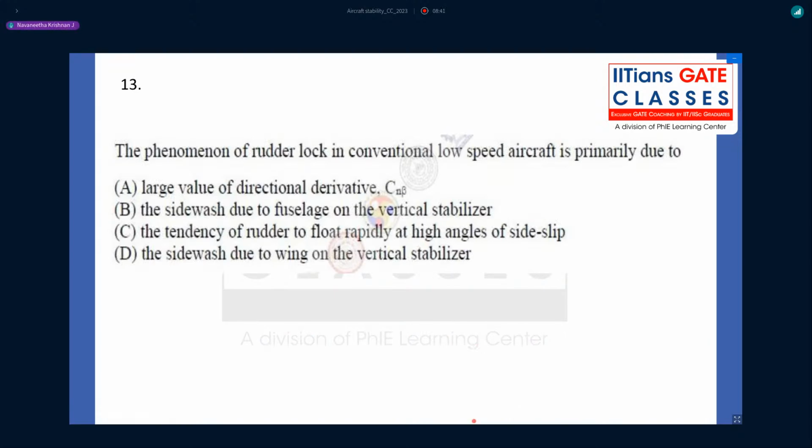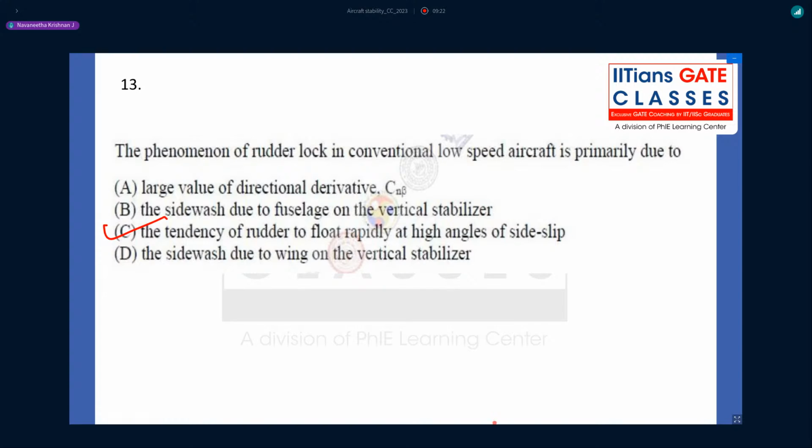Question number 13. The phenomenon of rudder lock in conventional low-speed aircraft is primarily due to: option A, large values of directional derivative; option B, side wash due to fuselage on vertical stabilizer; option C, tendency of rudder to float rapidly at high angles of side slip; option D, side wash due to wing on the vertical stabilizer. Rudder lock is a phenomenon which, by definition itself, occurs by the tendency of the rudder to float at high angles of side slip.